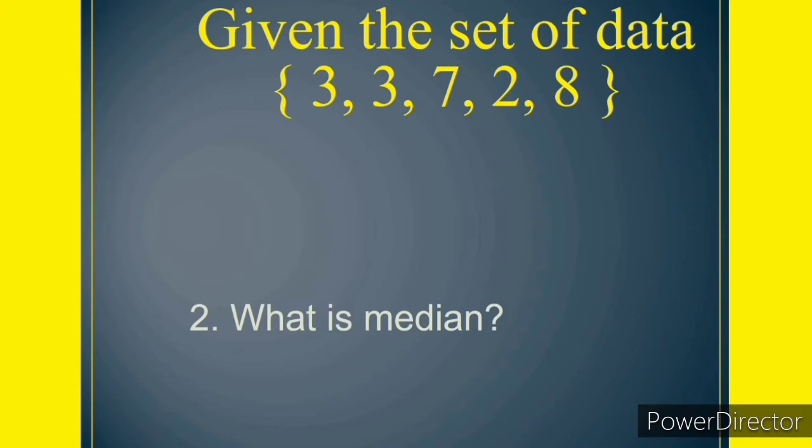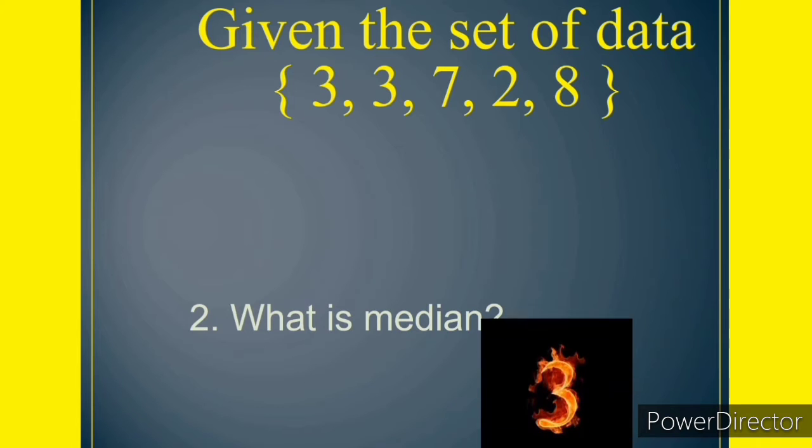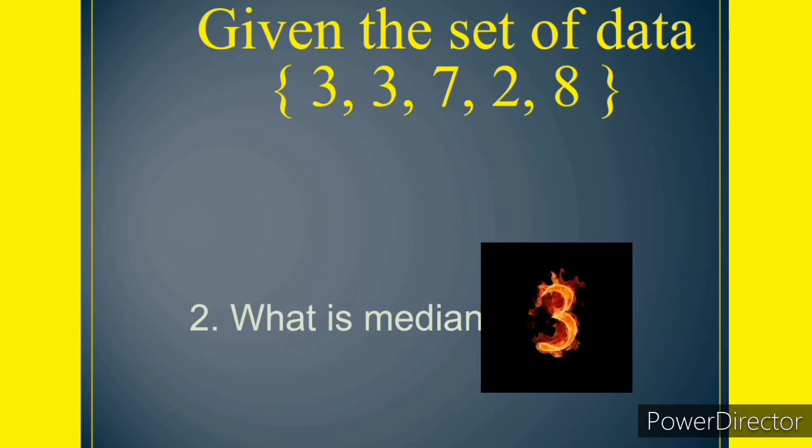What is the median? Answer is 3. That's good. Arranging all the numbers from lowest to highest, we have 2, 3, 3, 7, and 8. The middle number is 3. Therefore, the median is 3.